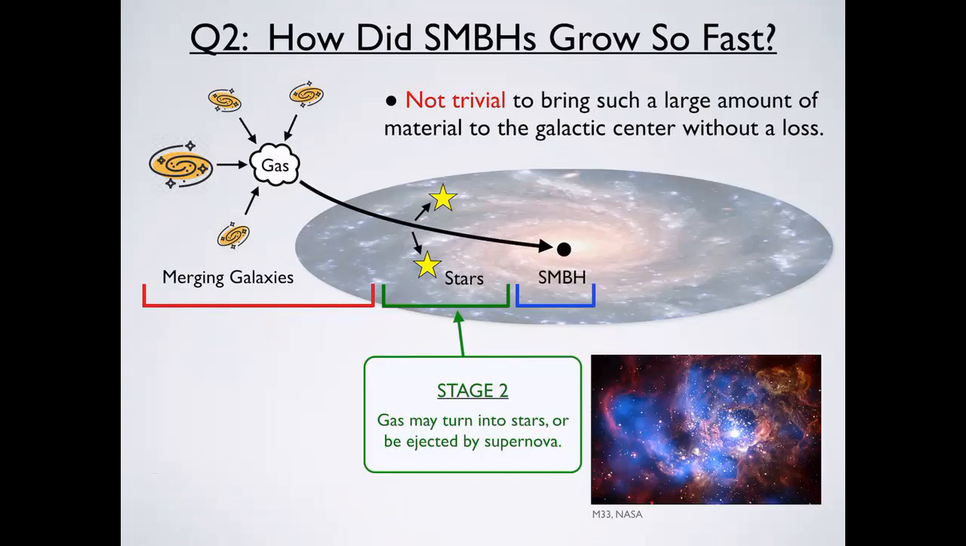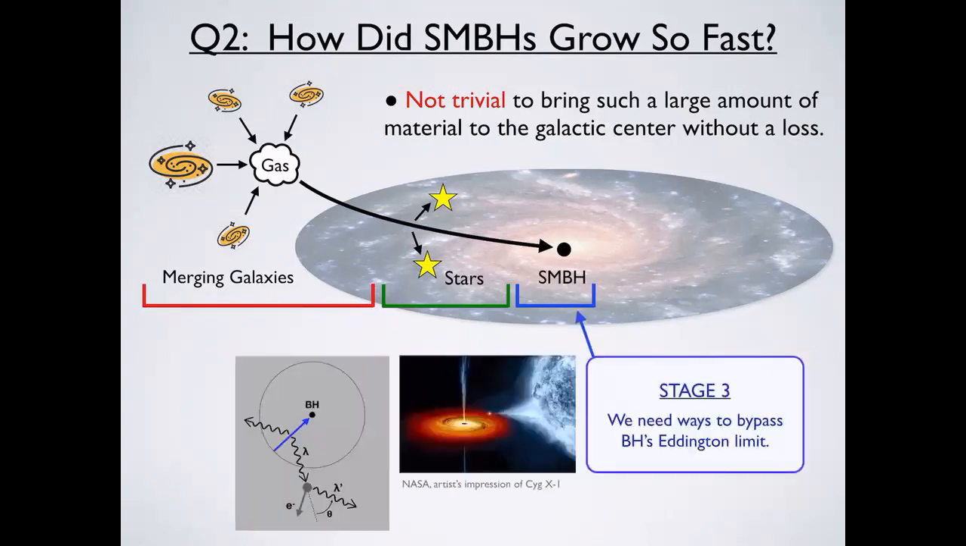I mean, if you think about it, gas turns to stars, the stars become a supernova and explode, and the gas just ejects away. It just explodes and sometimes escapes the galaxy. So if the gas turns into a star, from the black hole's perspective, it's a loss. You lost the potential fuel for it to grow. So that's something, the competing channel has to be somehow suppressed. So that's the concern in stage 2.